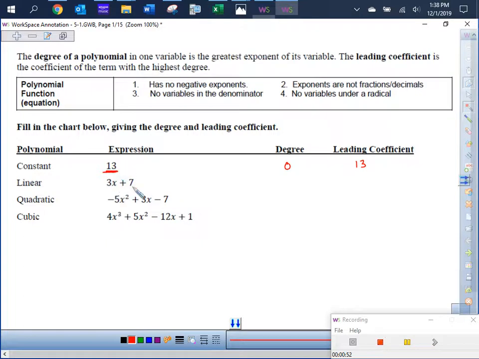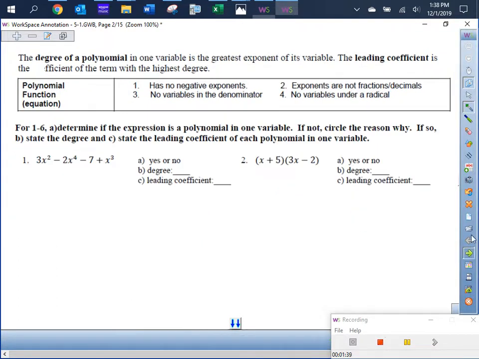Then this linear one right here has two terms in it. This is the one with the x's, and whatever exponent is on that is your degree, so that's a first degree polynomial. The leading coefficient is a 3, whatever number is right in front of that term. On the next one, you've got a constant, some 3x's, and some negative 5x squareds. The degree is the biggest exponent, so that's a second degree polynomial, and the leading coefficient is that negative 5. And then on this cubic, you've got x's, x squareds, x cubes. This is a third degree polynomial, my bad, because that's the biggest exponent, and the leading coefficient is 4.